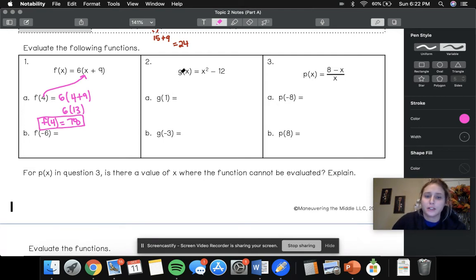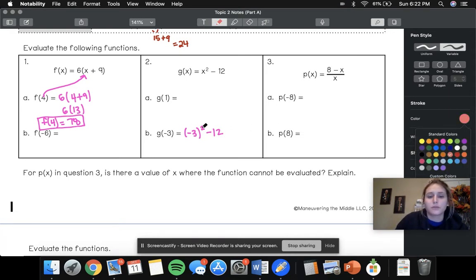Here's g of x, so it's just a different function, so that's why they used a different letter. We want to find g of -3, so we're going to put -3 into our input. I'm going to use parentheses, -3 squared minus 12. Then we just do order of operations, exponents before, so -3 squared would be positive 9. 9 minus 12 is -3. So how I write it is when I input -3, I get out -3.